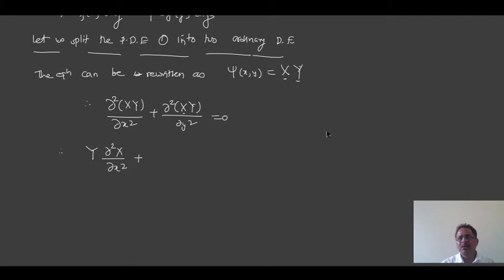So therefore we do not need to take the differentiation of X with respect to y in the second term. So I can write X out of this, and this can be written as ∂²Y/∂y², that is equal to 0.